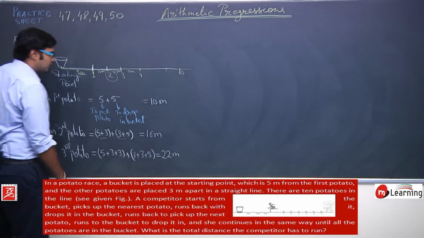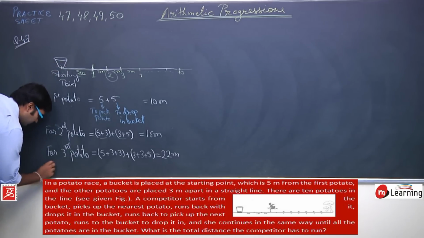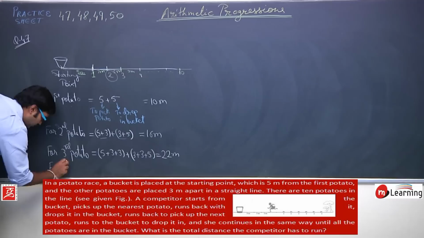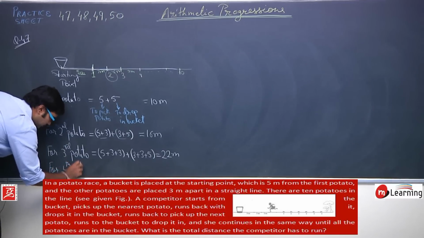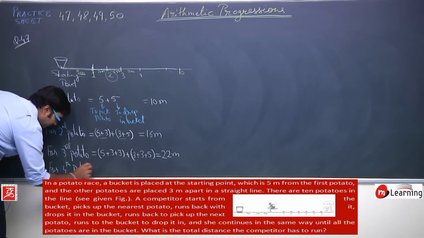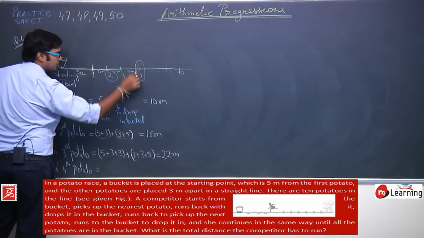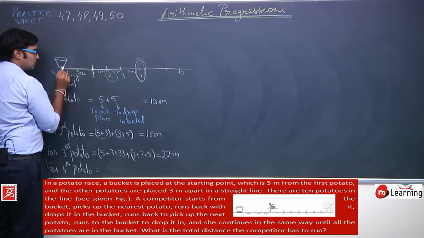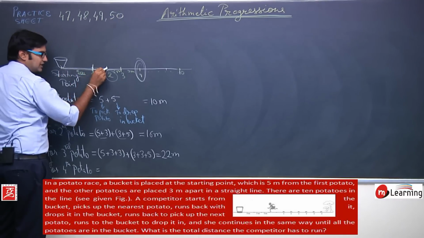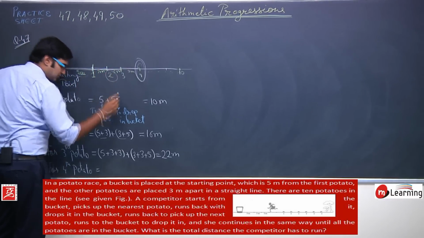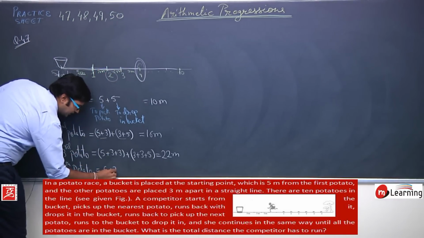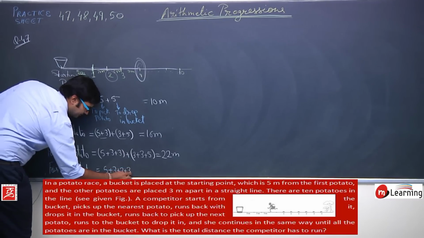Then similarly for the fourth potato, this is the fourth potato. Now to pick this potato she needs to run 5, then 3, then 3, then 3. So total to pick the potato she needs to run 5 plus 3 plus 3.